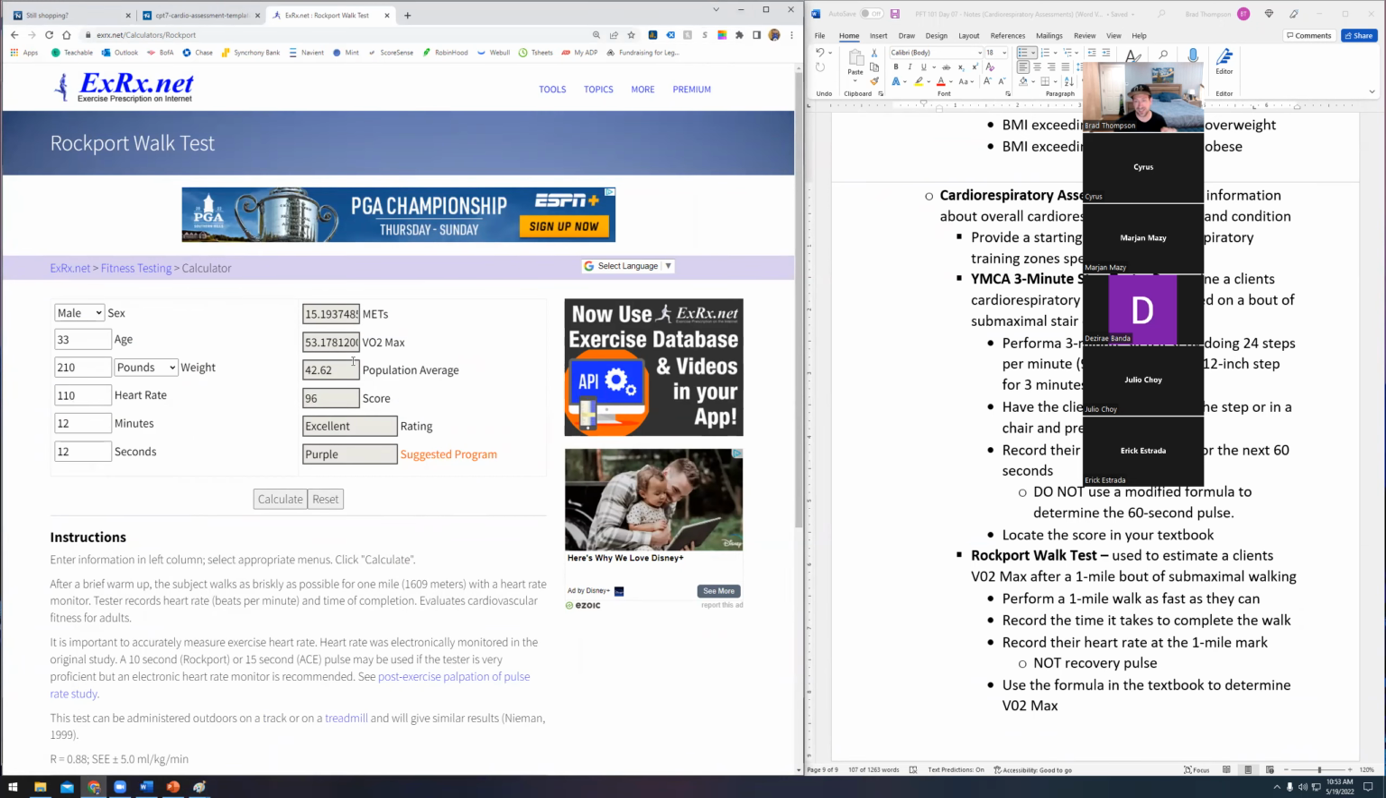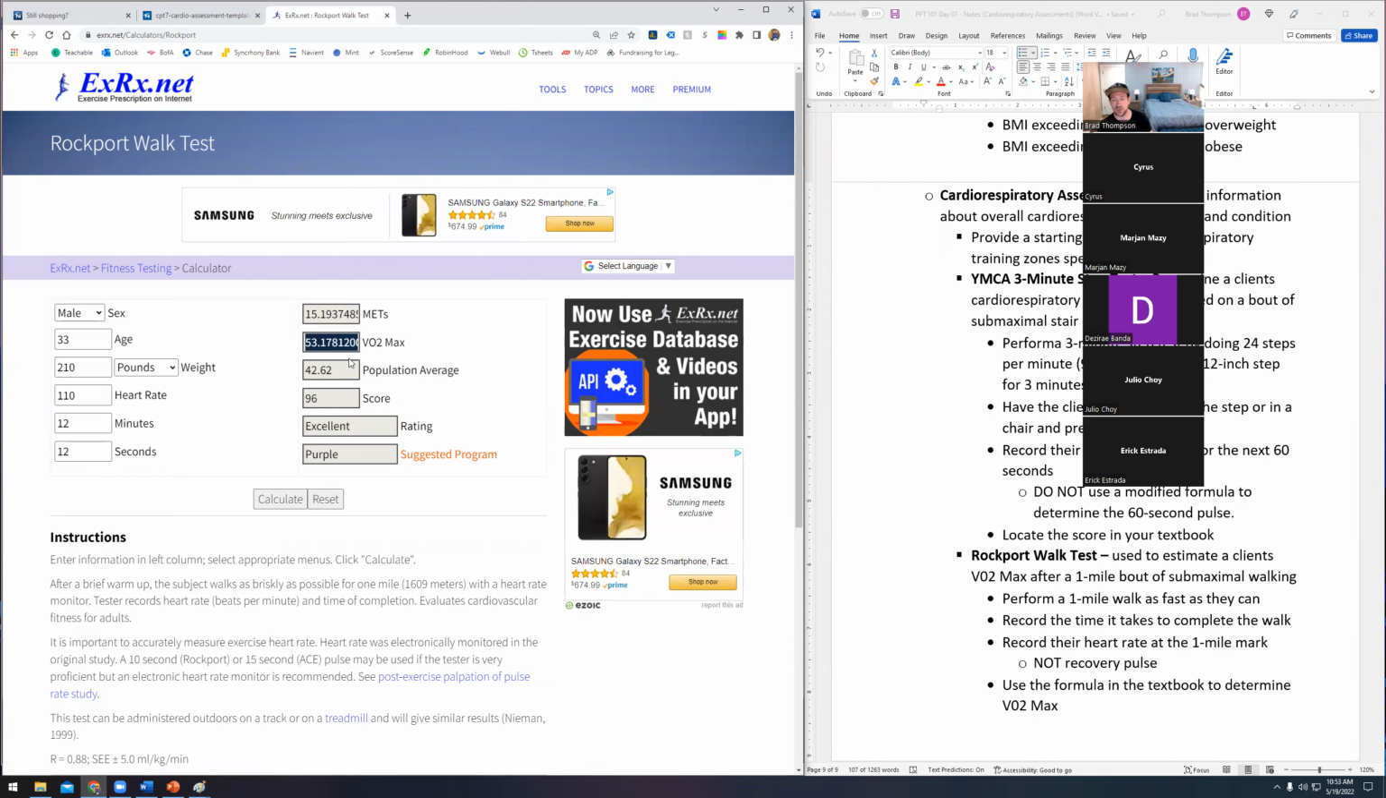And what's cool about this test in particular, it actually gives us a number. We can track our VO2 max. Remember when we were talking about the cardiovascular system? I think it was Thursday of last week. We talked about what the VO2 max is, the maximum amount of oxygen you can consume.